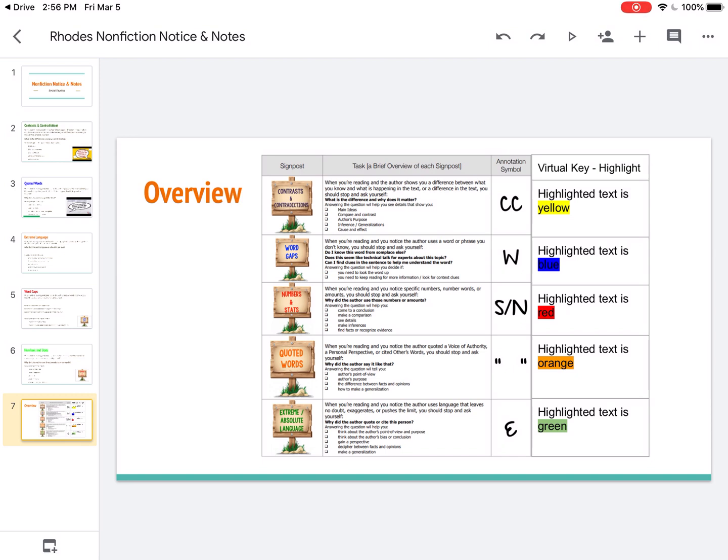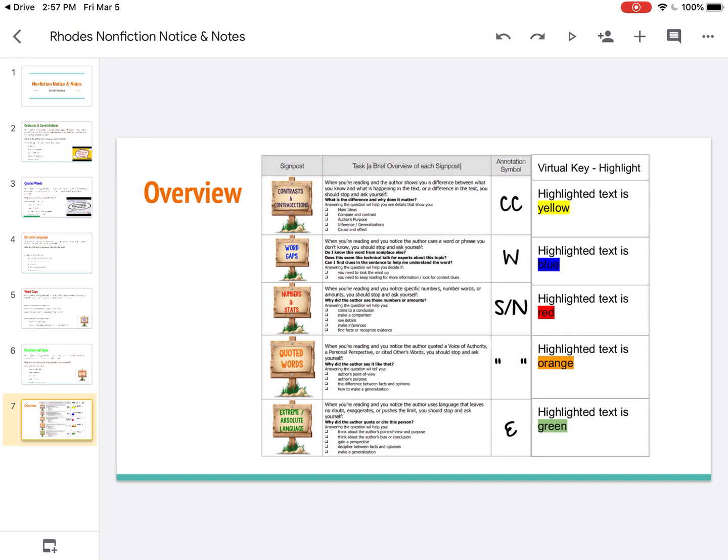So here's a quick guide to help you when you are looking at a Google Doc or a PDF or a Google slide perhaps. I want you to use the virtual highlight feature. So if you're looking at things that are contrasts and contradictions and it's written on a piece of paper, by all means you can put CC on the paper. You can also put CC in the margins, but you're going to highlight your text yellow in your document. If you're looking at word gaps, you notice them as you are reading, you stop. You can use a W, but I want you to highlight the text blue. So these would be words that you're not familiar with.